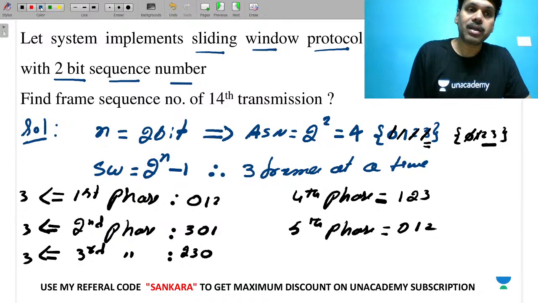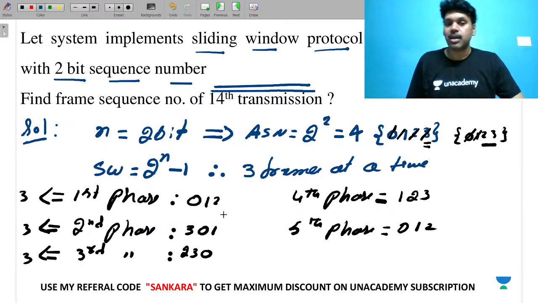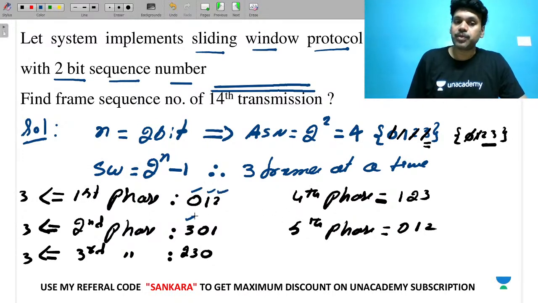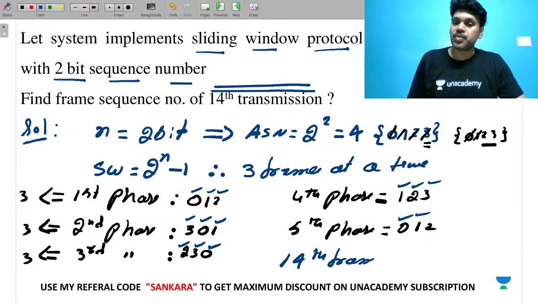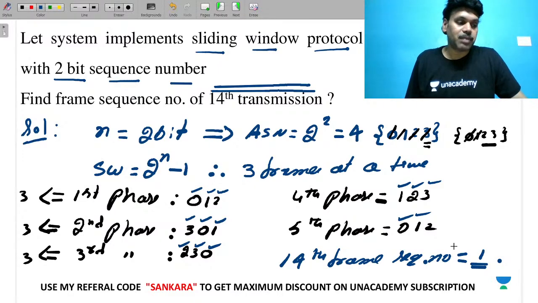Now tell me. He is asking what is the frame sequence number of the 14th transmission? So 1, 2, 3, 4, 5, 6, 7, 8, 9, 10, 11, 12, 13, 14. This is your answer. Your 14th frame sequence number is 1. Your 14th frame sequence number is what? Frame number 1. So this is a very important question, my dear friends.